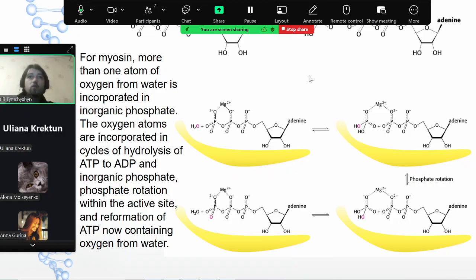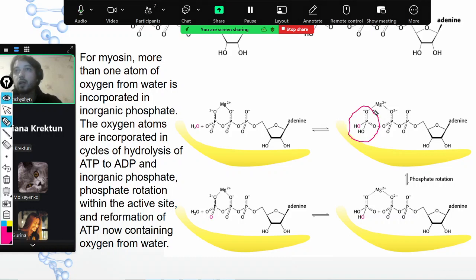The oxygen atoms are incorporated in cycles of hydrolysis of ATP to ADP and inorganic phosphate, and phosphate rotation may be performed. Here you have ATP, here you have water, that magnesium ion. Here the hydrolysis was performed. In red you see the oxygen incorporated from the water, so if you used heavy water you may distinguish this oxygen from other oxygens.